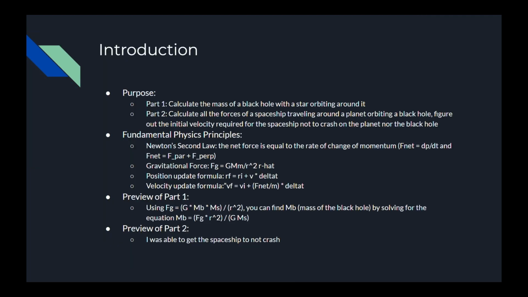So to introduce this lab, it involves two parts that relate to each other. Part 1 is calculating the mass of a black hole with a star orbiting around it, and Part 2 is calculating all the forces on a spaceship traveling around a planet orbiting a black hole. And then when the spaceship stops working, we're tasked with figuring out the initial velocity required for the spaceship not to crash on the planet nor the black hole.